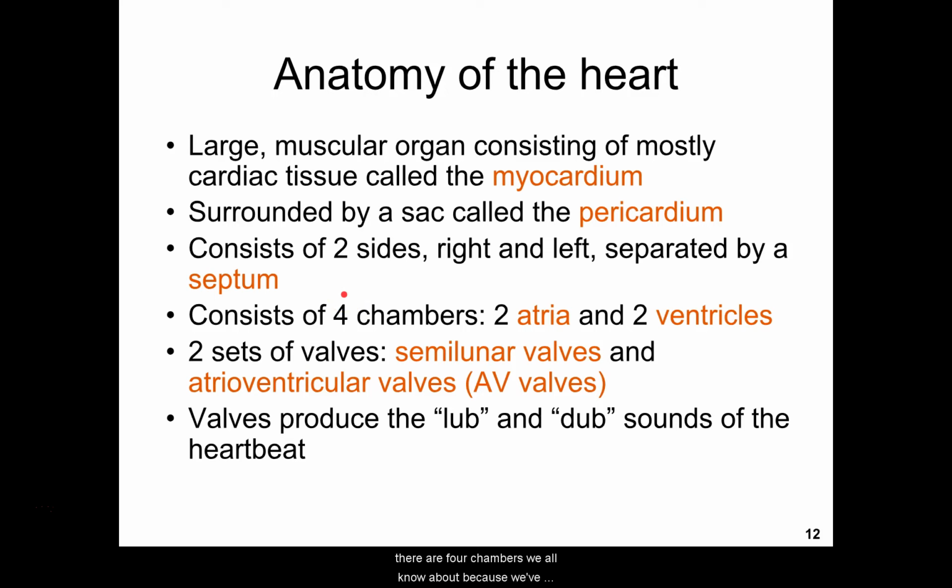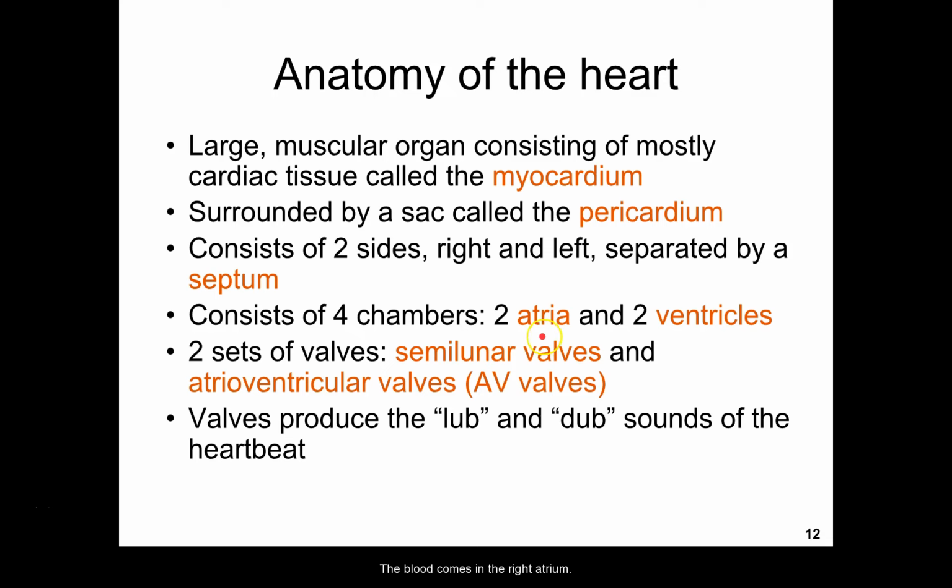There are 4 chambers that we all know about because we've done it. 2 atria and 2 ventricles. Remember, atria sort of means entryway. The atrium of a house is its entryway. The atria of a heart is its entryway. This is where blood is coming in.